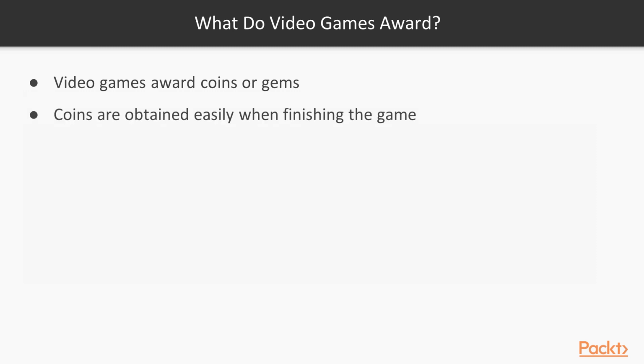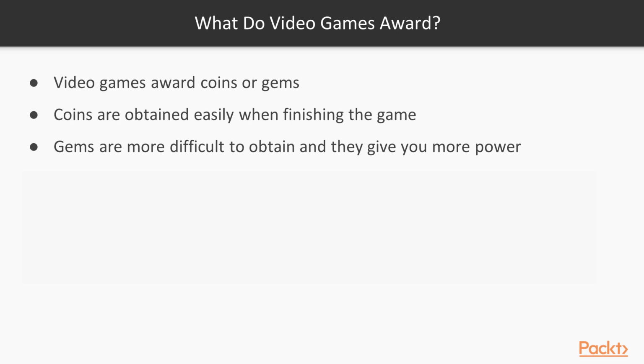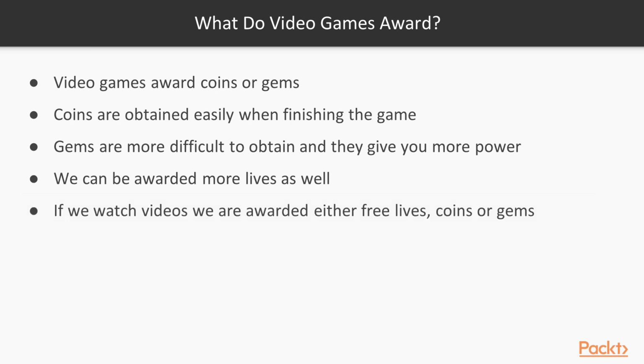What do video games award? Video games award coins or gems. Coins are obtained easily when finishing the game. Gems are more difficult to obtain and they give you more power. We can be awarded more lives as well. If we watch videos, we are awarded either free lives, coins, or gems.